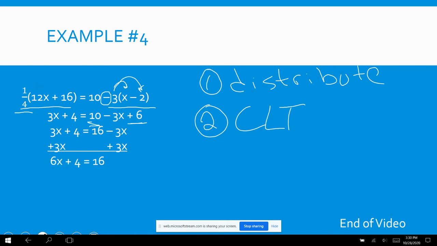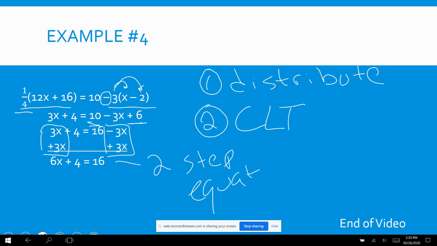Now we move our x's to the left-hand side, add 3x to both sides. Again, notice we're only combining like terms, so we're only adding the x's together. We added it to each side of the equation. Now here we have a two-step equation that we, again, are pros at solving. Make sure you keep your equal sign, subtract 4, divide by 6, we get x equals 2.